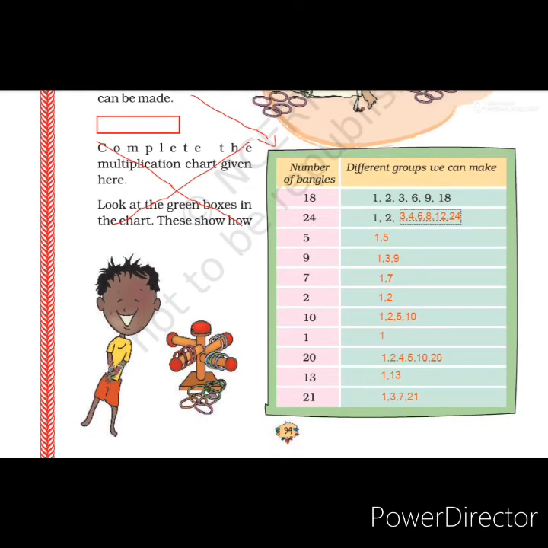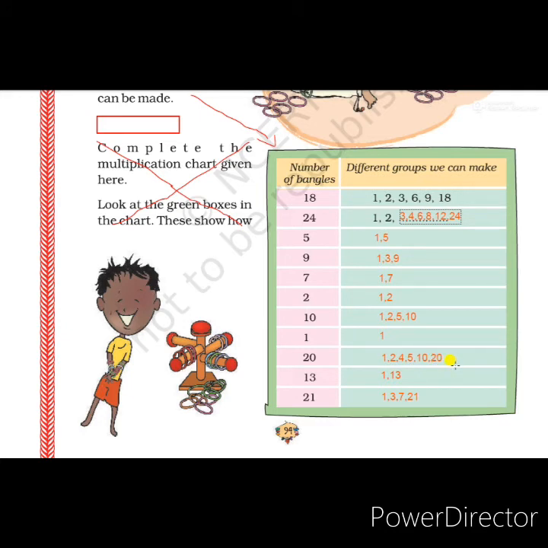Another one is 20. 20 we already found, but again we will write it here. If the number is 20, how many groups can we make? 6 groups we can make: 1, 2, 4, 5, 10 and 20. So all these numbers are the factors of 20.